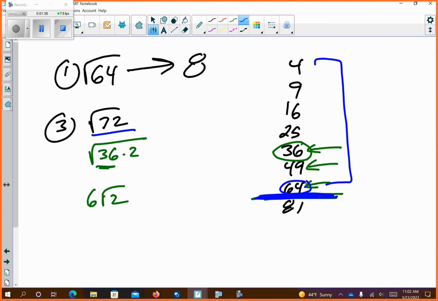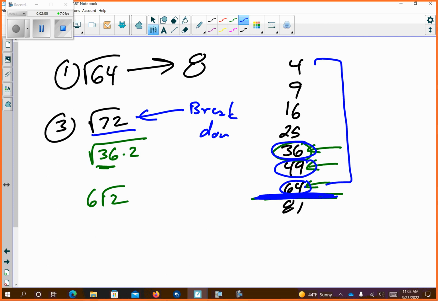I realize 64 is not going to work because 1 times 64 is 64, but 2 times 64 is 128, so that's not one there. I can't use 49 because 49 times 2 is 98, so that's not there. But then I look and say, oh wait, 36 times 2 happened to be 72, so it broke down. So I'm looking for this to break down.